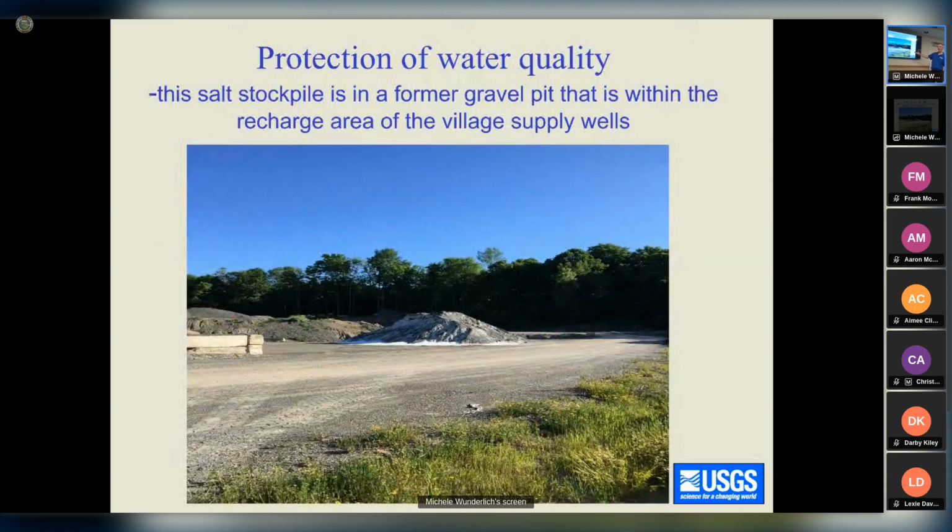Here's that salt pile, and to boot, it's uncovered, which is not a good practice. Next.